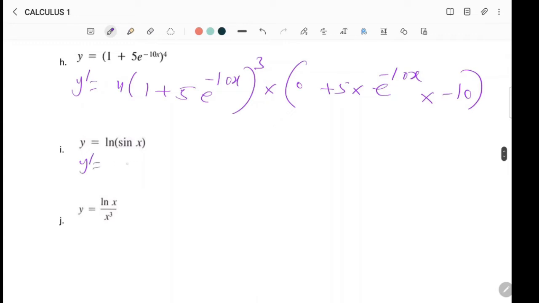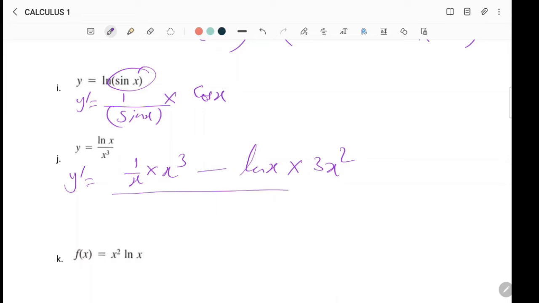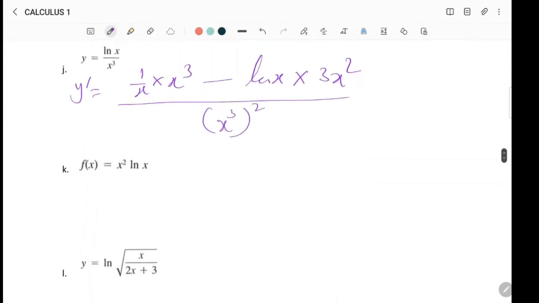Now y dash, ln differentiation is 1 over, so this is 1 over sine x, and sine differentiation is cos. Here we have to apply quotient rule. Ln x differentiation 1 over x, and x cube we have to write as it is. Now minus ln x, then times x cube differentiation 3x squared over x cube whole square.